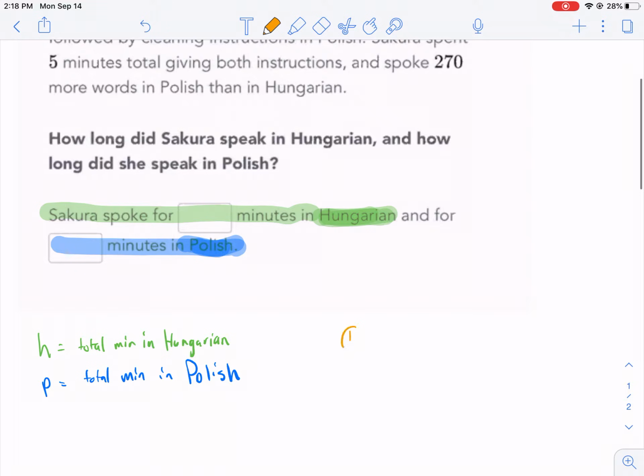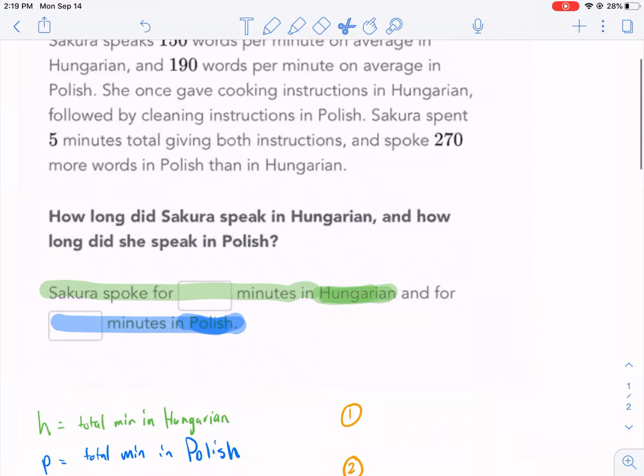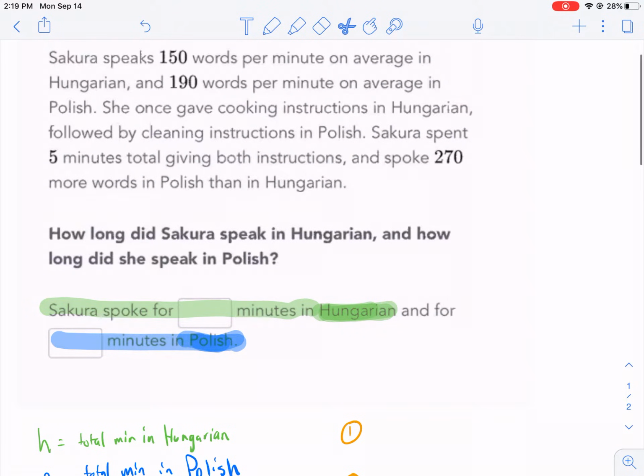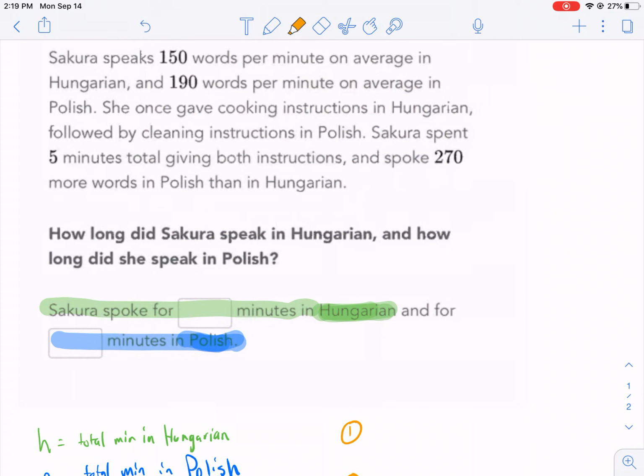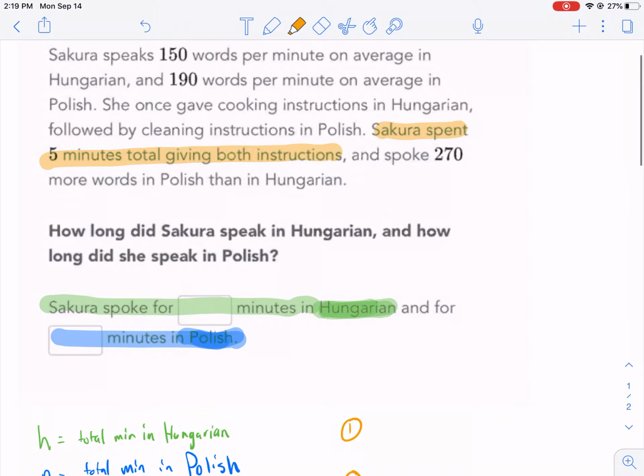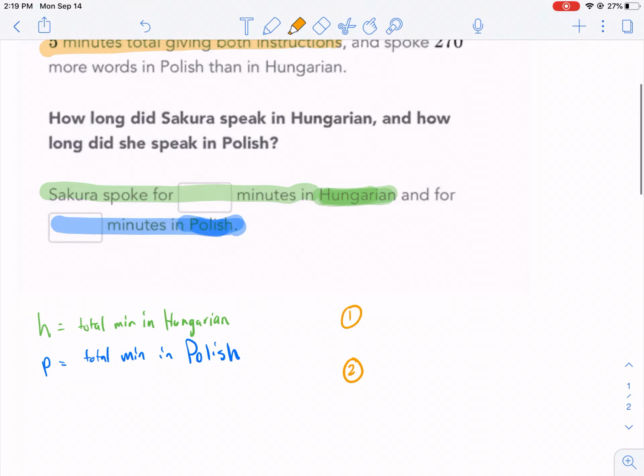Now, because there are two variables, we know we need two equations in order to tackle this. So our first equation, what can we do to figure out our first equation? Well, it always gives you enough clues for these types of problems to figure out your two equations. So we see here, Sakura spent 5 minutes total giving both instructions. That is going to be enough for our first equation.